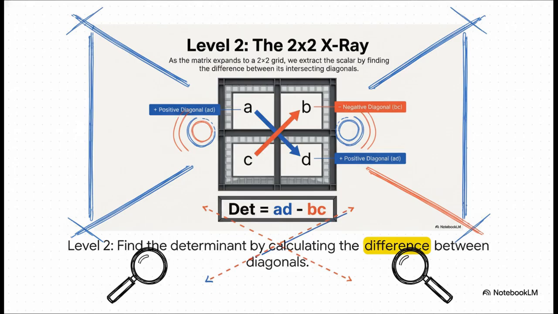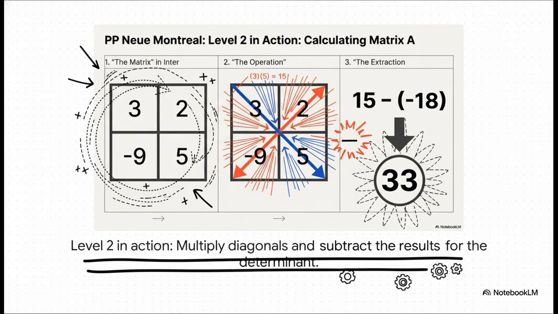All right, let's level up to the 2x2 matrix. For this, we use what I like to call the X-ray method. We find the product of the main diagonal, that's A times D, and then we subtract the product of the other diagonal, B times C. So the formula is just AD minus BC. Simple as that. Let's see it in action. It makes more sense that way.